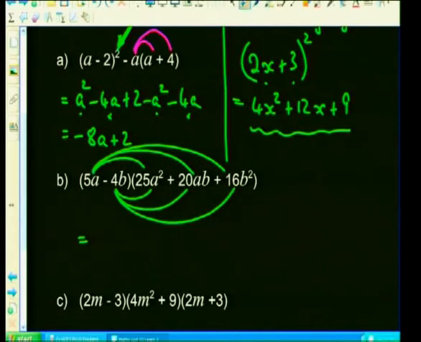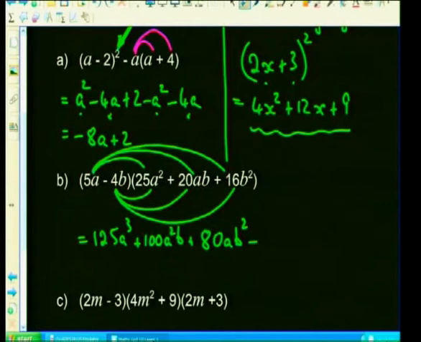Right, 5 times 5a times 25a squared. What would that give us? 125a cubed. 5a times 20a gives us positive 100a squared b. Our 5a times our 16b squared gives us our 80ab squared. Now that's our upstairs rainbows. Let's do our downstairs rainbows.